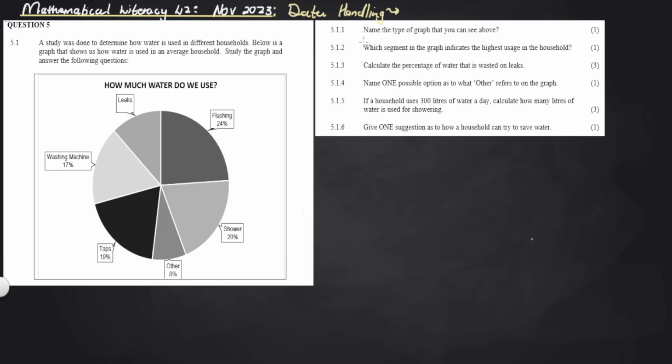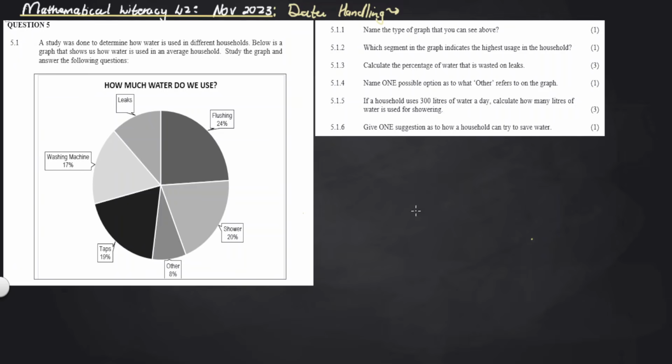Okay, now question 5, we are given a chart or a graph, where a study was done to determine how water is used in different households. Below is a graph that shows us how water is used in an average household. Study the graph and answer the questions that follow.